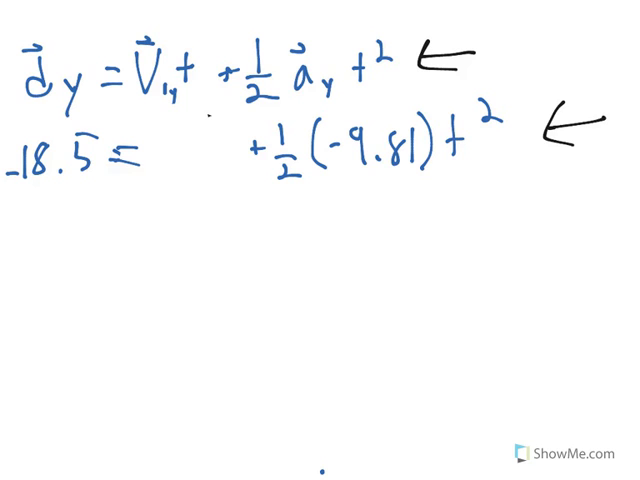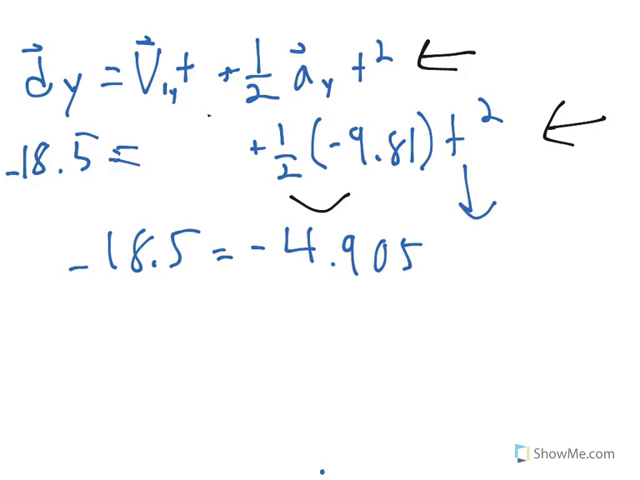Now, this is the algebra part of the problem, guys. We're taking 1/2 and we're going to multiply these two numbers together. And what do we get when we do that? We carry down the rest of the problem. Negative 18.5 is equal to, well, what is 1/2 times negative 9.81? You can just throw that right in your calculator, and it turns out it is negative 4.905. We bring down the t squared, because all we did was multiply those two numbers together.